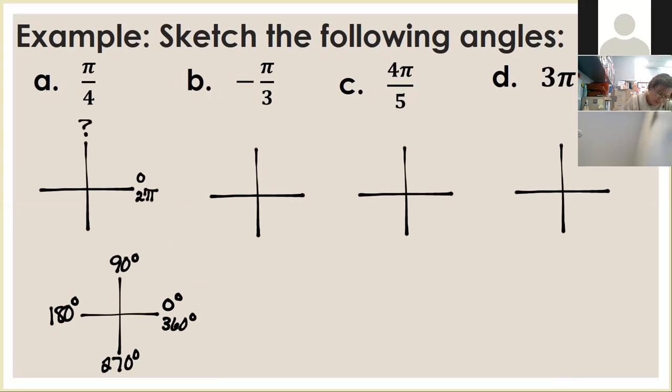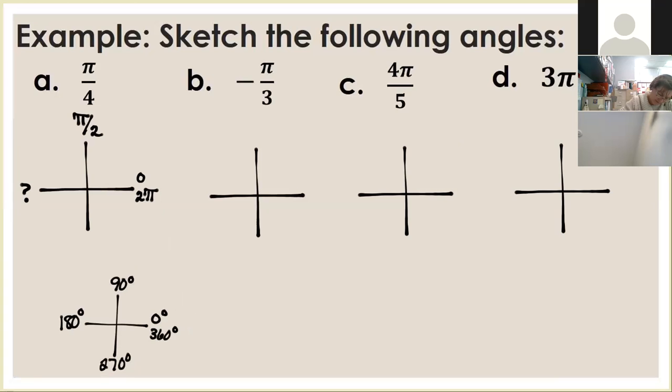What's going to go up at the top here? Pi over 2. What's going to go over here on the negative x-axis? Pi, absolutely. And down at the bottom, negative y-axis. 3 pi over 2, yes.